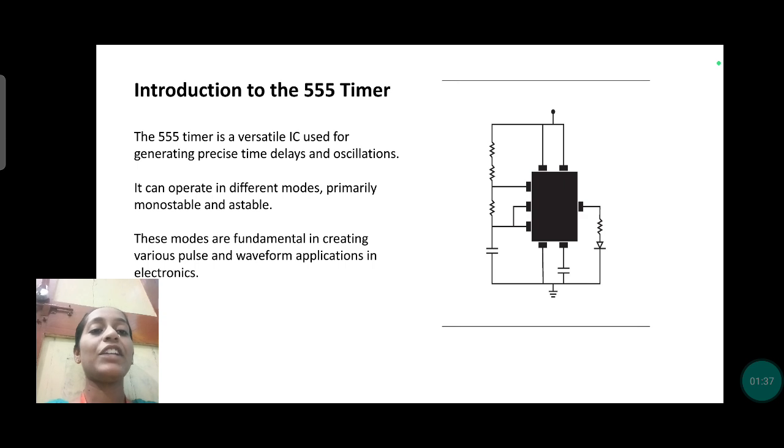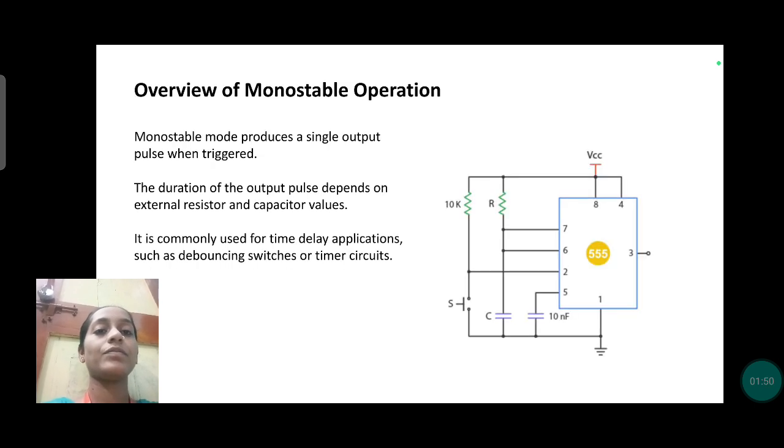It can operate in different modes. There are astable mode and monostable mode, and the last one is bistable mode. These are the introduction to the 555 timer. Overview of monostable operation. Monostable mode produces a single output pulse when triggered.